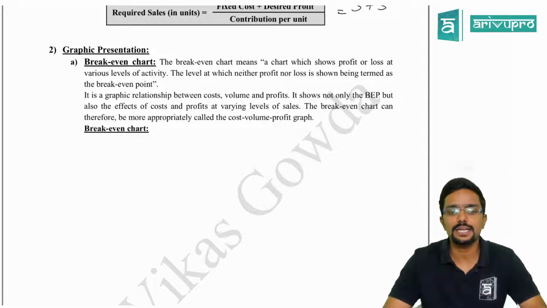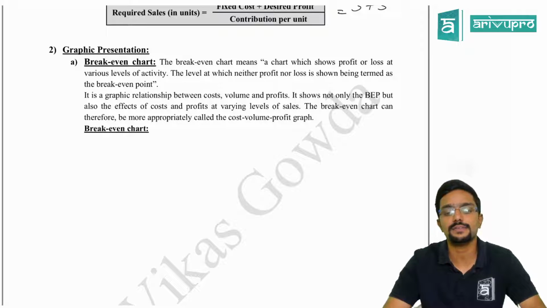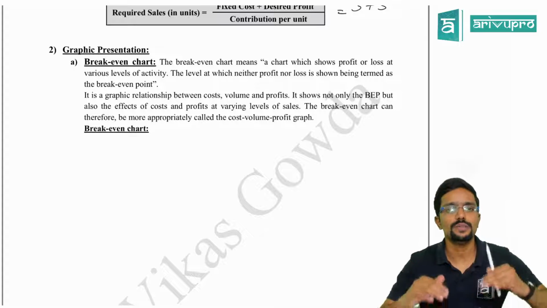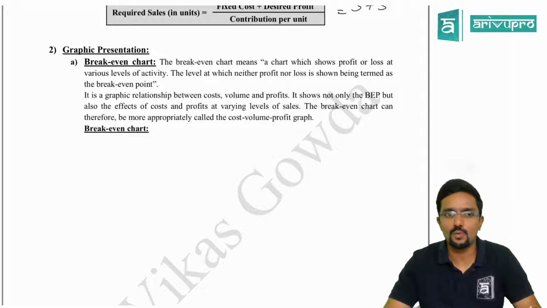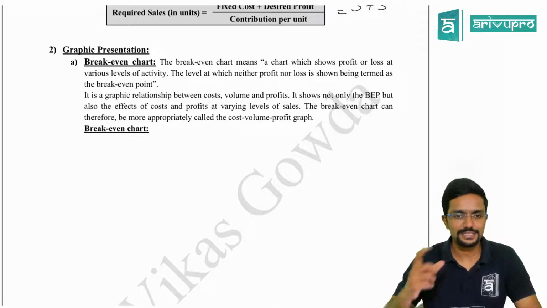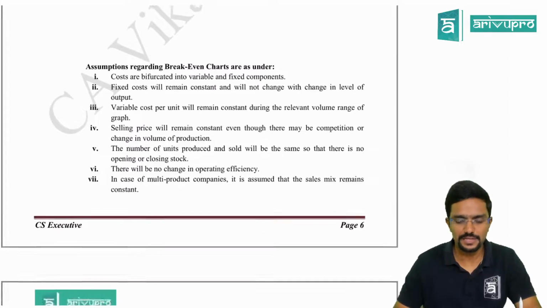It is a graphical relationship between cost, volume, and profit. It shows not only the break-even point but also the effects of cost and profits at varying levels of sales. The break-even chart can therefore be more appropriately called the cost, volume, profit graph. That is, what will be the cost and profit at various levels of volume. Volume is nothing but quantity. Clear? So you guys can take down the break-even chart here, and I have also given various assumptions.